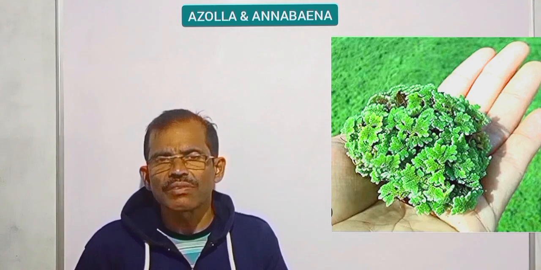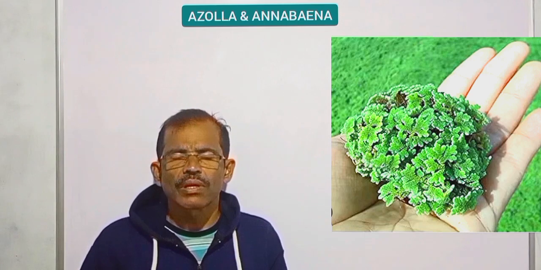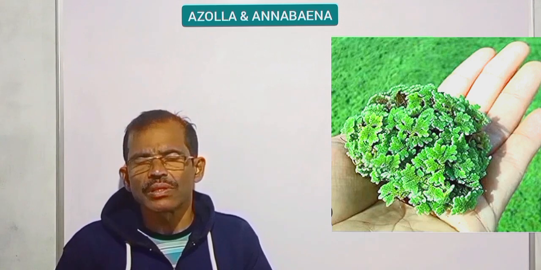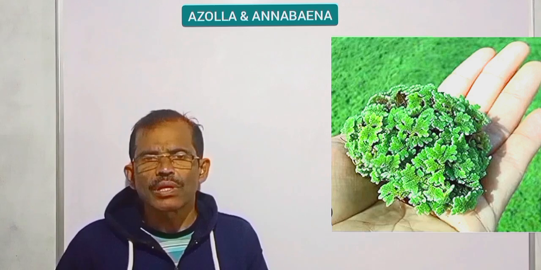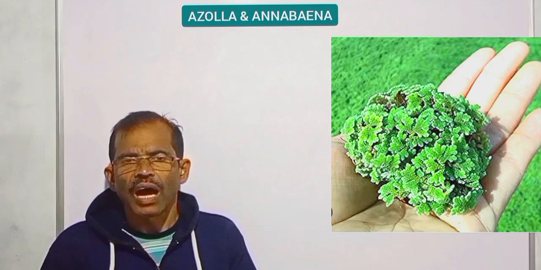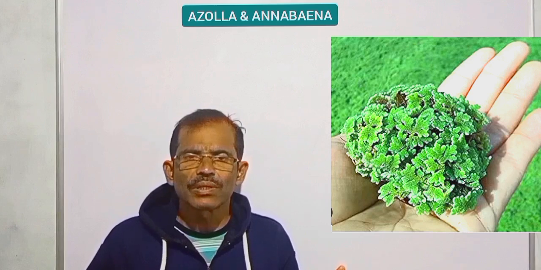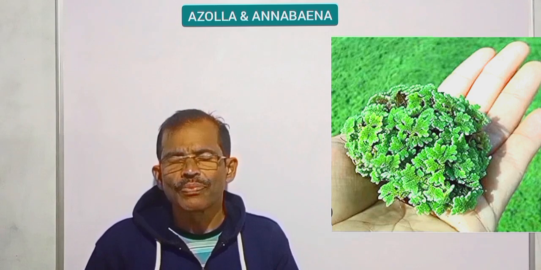Azolla is an aquatic fern that floats on the surface of freshwater ponds, rivers, lakes, streams and flooded fields. It is found in tropical and subtropical regions of the world. The plant body is typically 1 to 2.5 cm in diameter. However, it can reach a maximum size of 15 cm or more.